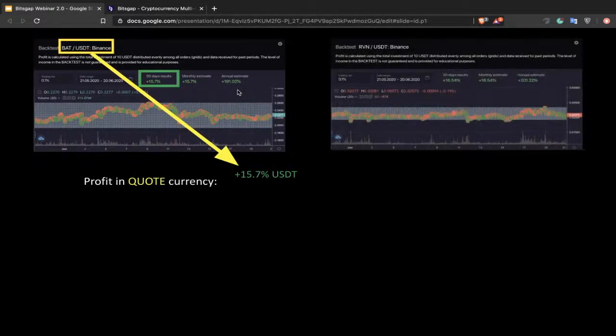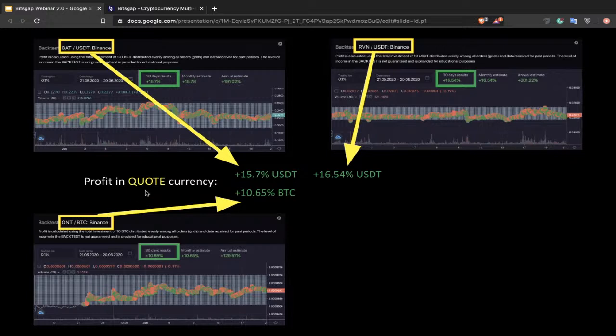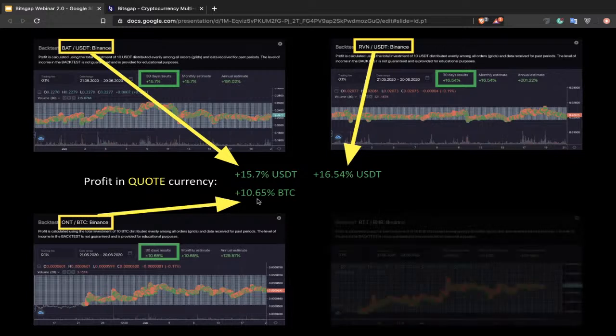And here's another quick explanation that bots make profits for you in the quote currency, like here. That's Basic Attention Token trading to USDT. In this case, the profit generated for you by the bot is in USDT. Here's RVN trading to USDT. Here's Ontology trading to BTC. So in this case, the quote currency return is in BTC. As simple as that.